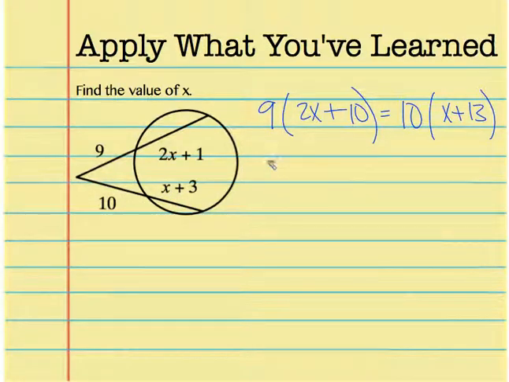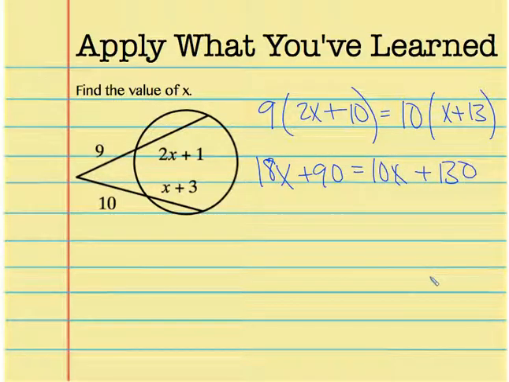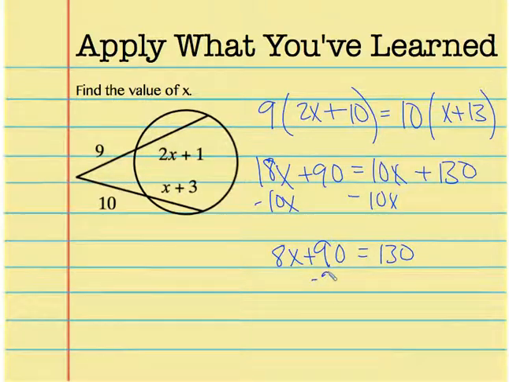So I distribute and I get 18x plus 90 equals 10x plus 130. So I'm going to start by subtracting my 10x, get 8x plus 90, equals 130. Subtract my 90 and get 40 equals 8x, and then divide both sides by 8 and get x equals 5.